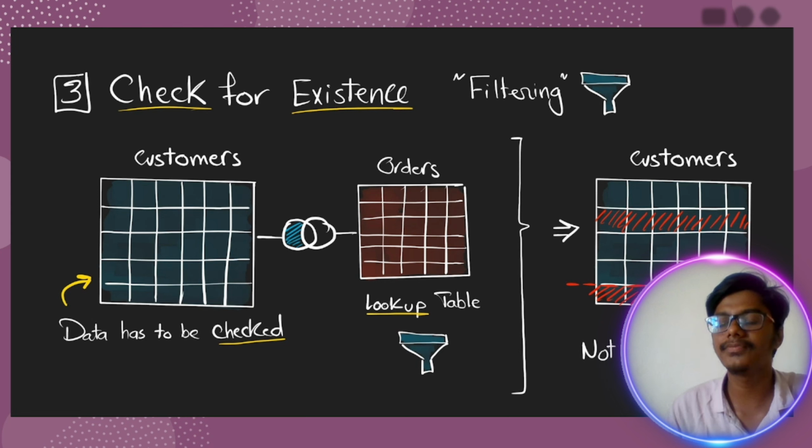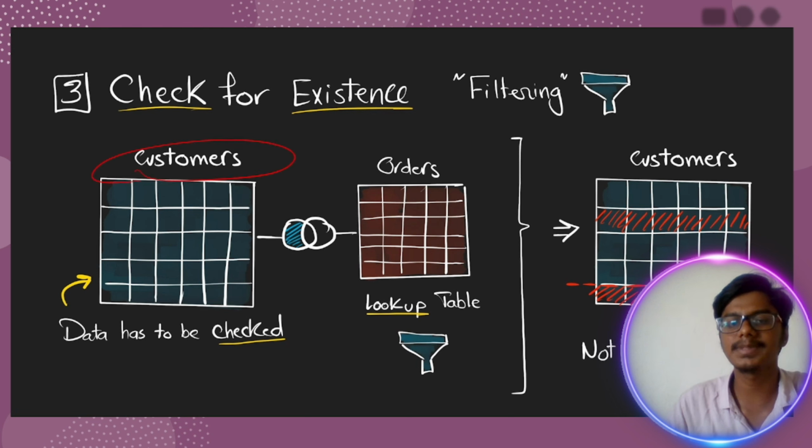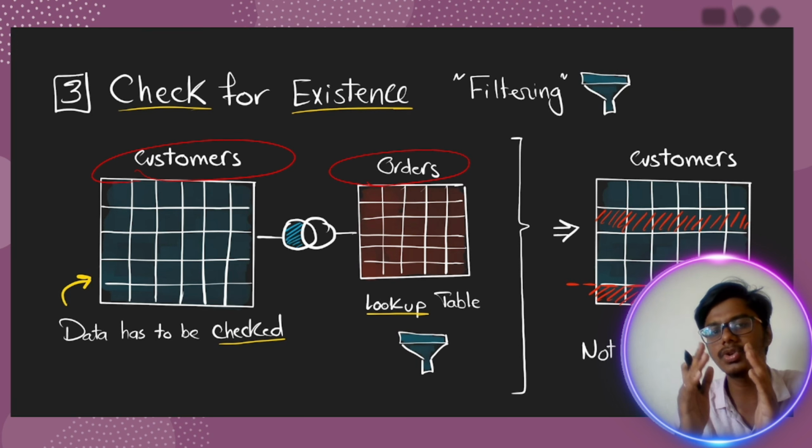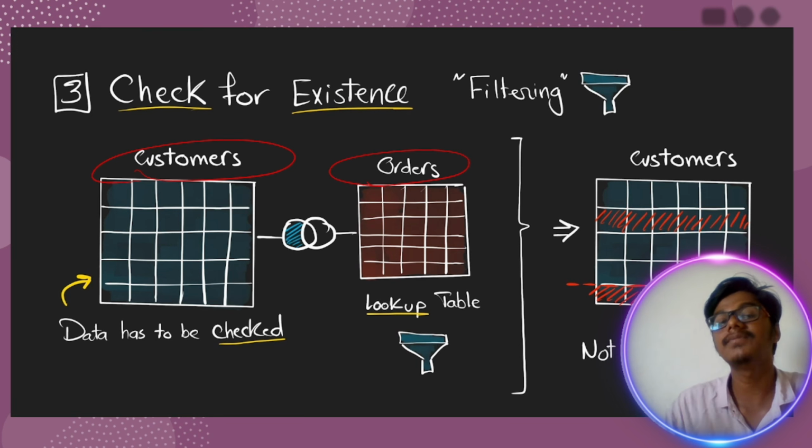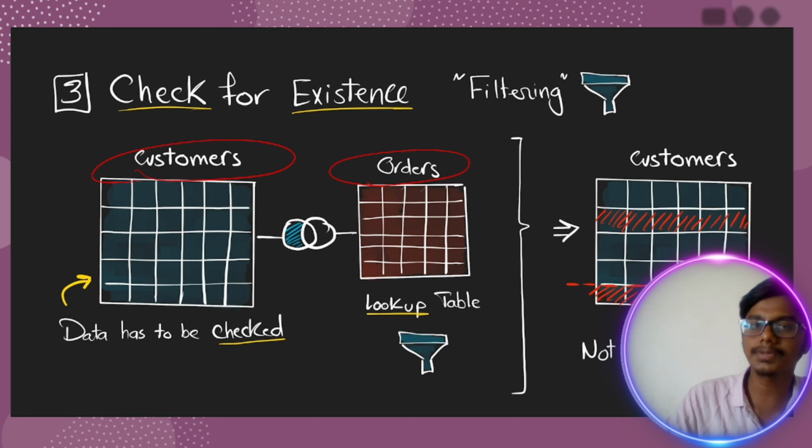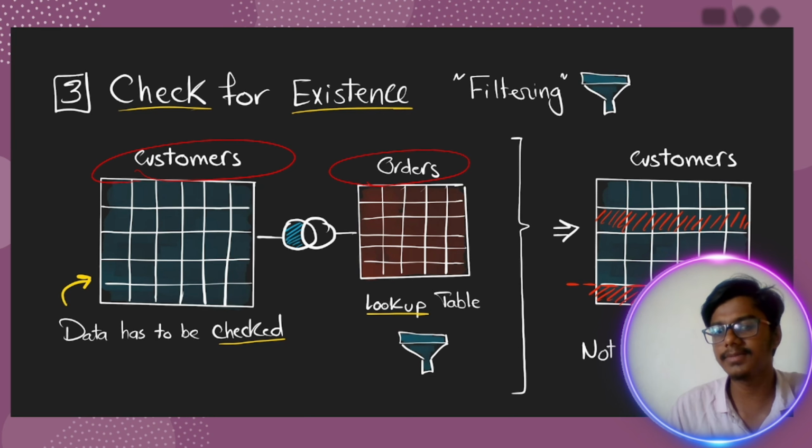We are going to filter some data, so this data has to be checked. Let me have some examples. Here we have the customers table. Here we have the orders table. If we join those tables, we can find which products and which customers did not buy those products. If we join, we can get some information.